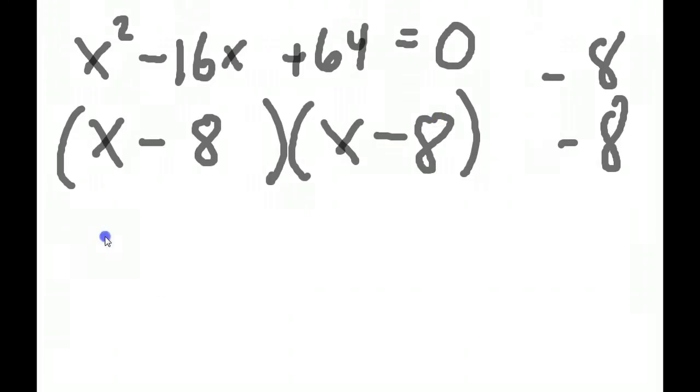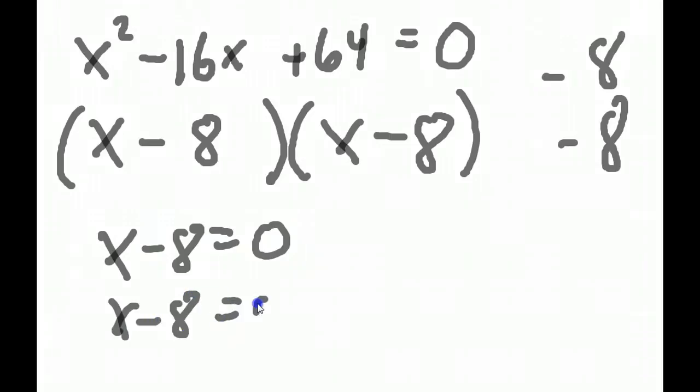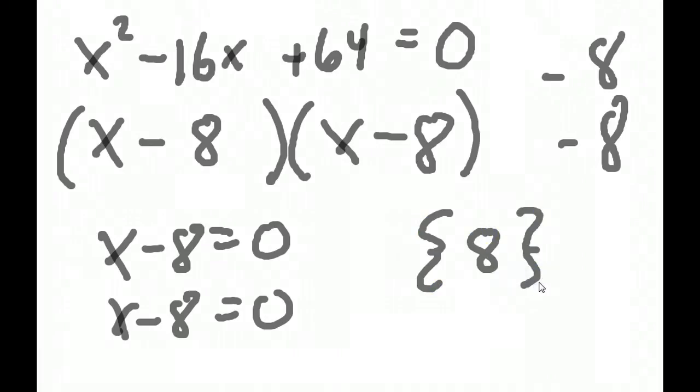So then you set them equal to 0. x minus 8 equals 0 and x minus 8 equals 0. x equals 8, x equals 8. So our solution set is just 8. That's why they call it a double root, because it's the same thing. It's the same spot, but you only have one answer.